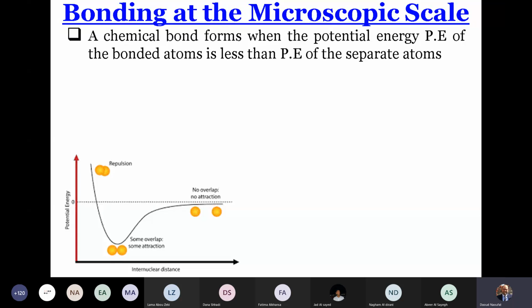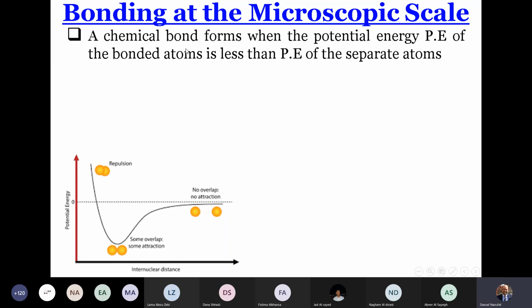Bonding at the microscopic scale. Consider, for example, table salt. Table salt is NaCl, and NaCl is a powder. At the macroscopic scale, we can identify this powder as a compound between Na and Cl. What is the type of bonding, or what happens at the microscopic scale?